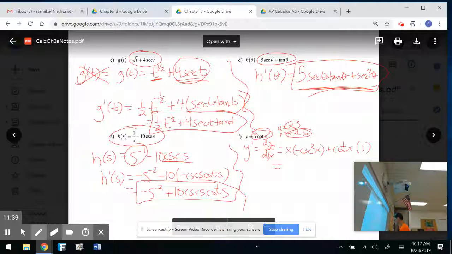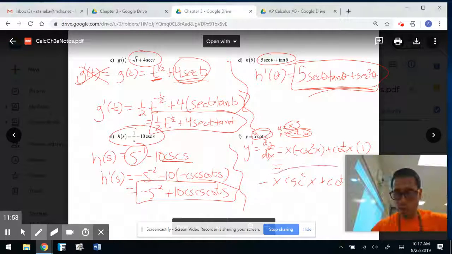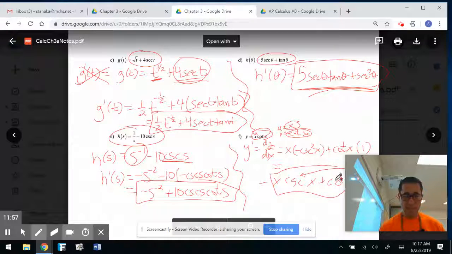And then I could just write it a little bit nicer. I go negative, oh snap, that pen just ran out right now. So I'm going to try my best, class. It's going to be ugly. Negative x cosecant squared x plus cotangent x. Booyah. Problem done. I ran off that page a little bit.